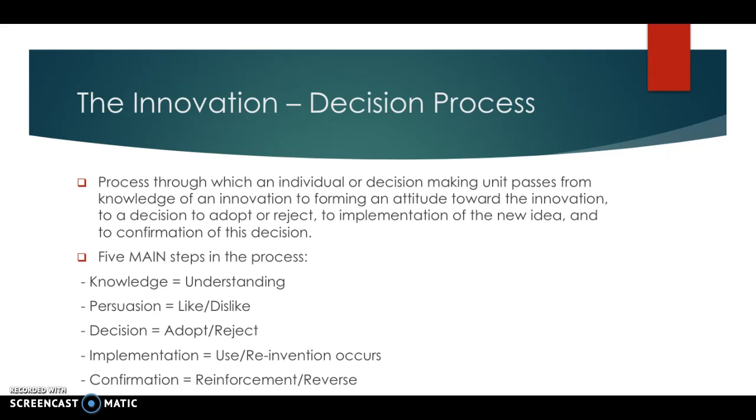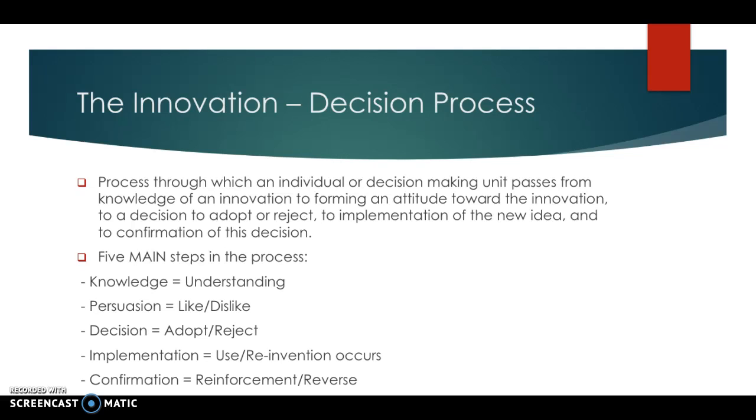The decision process is a process through which an individual or decision-making unit passes from knowledge of an innovation to forming an attitude toward the innovation, to a decision to either adopt or reject, to implementation of the new idea, and to confirmation of this decision. The 5 main steps in this process: knowledge. Individuals learn about the innovation's existence and gain some understanding of how it functions.